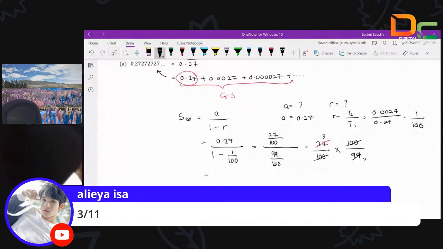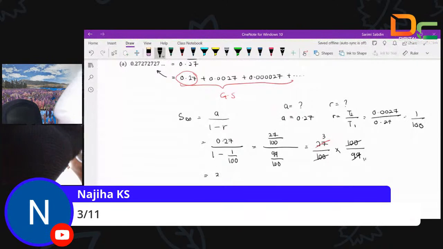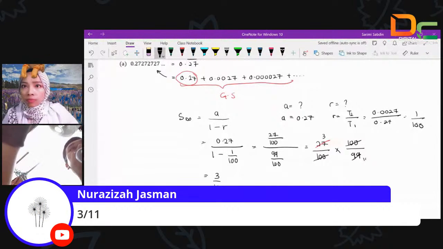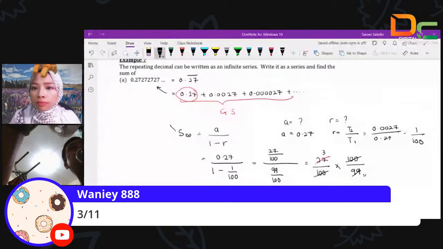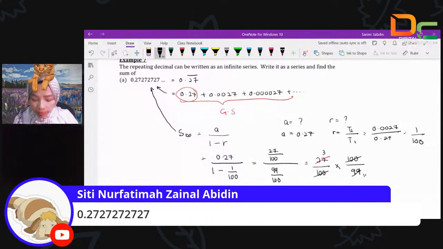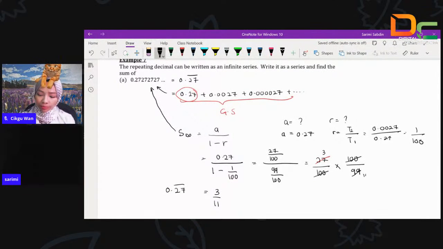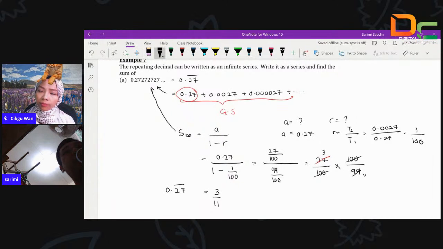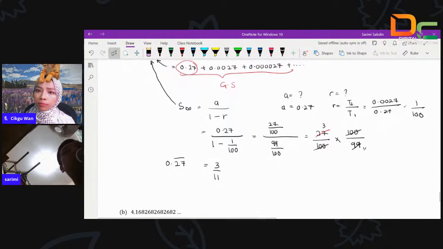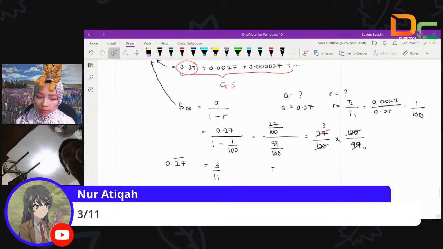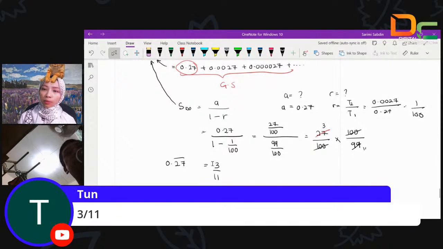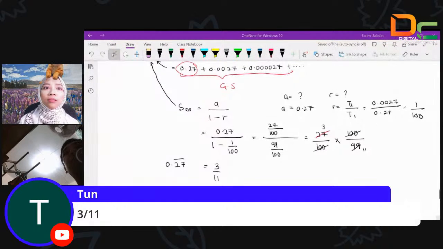Okay, so sum to infinity is 3 over 11, or sum to infinity is actually this repeating decimal, which is 0.27, repeating itself on the digits 27, is equal to 3 over 11. And you can take a calculator and try entering 3 divided by 11, is the answer correct? 0.272727. Okay.